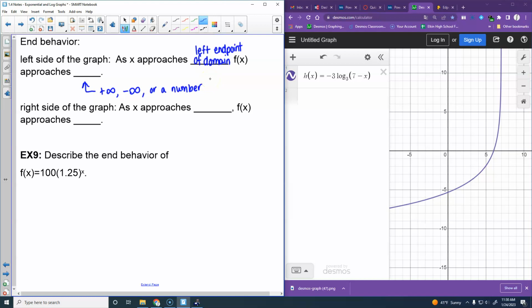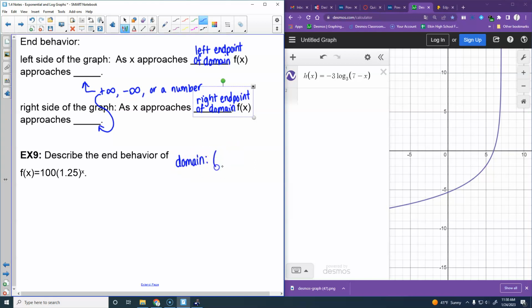For the right side of the graph, as x approaches the right endpoint of the domain, f of x will approach, and again, same thing here. That's either going to be positive infinity, negative infinity, or a number. Like we're going to do for a lot of these, you want to find your domain first.